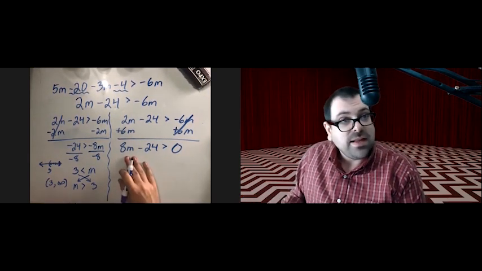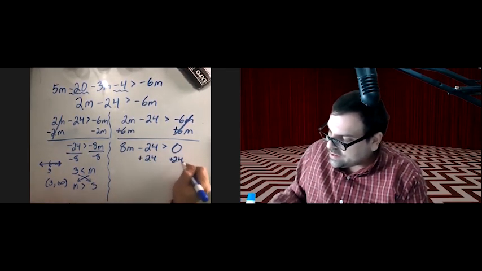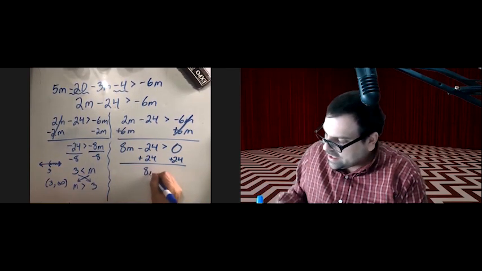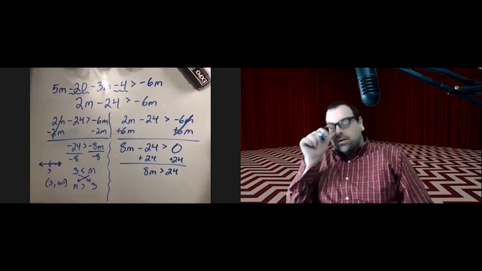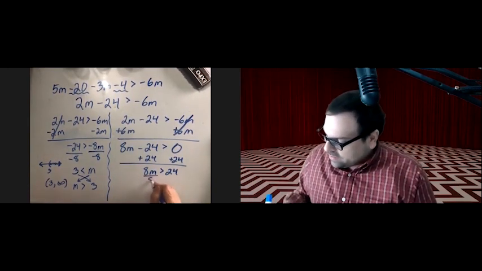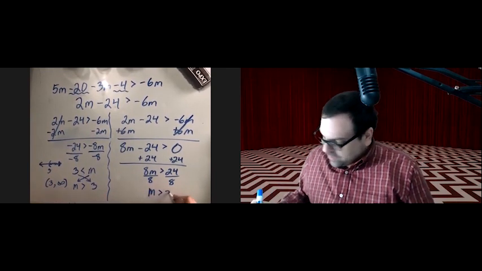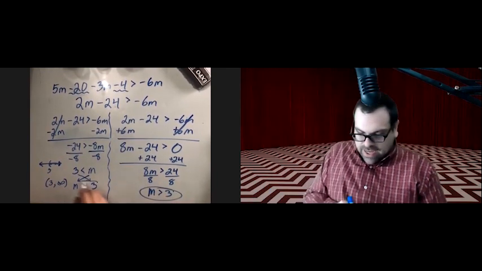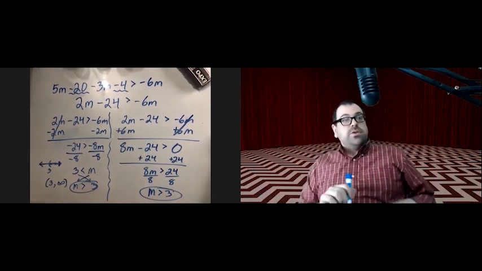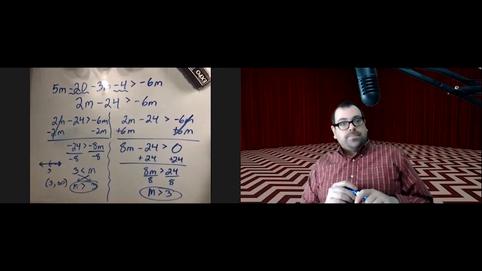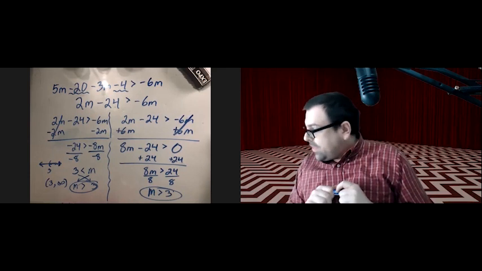Leaving the m's on the left, I would then go ahead and add 24 to both sides. And then look at that. 8m is greater than 24. No multiplying or dividing by a negative going on here. Just dividing by 8. M is greater than 3. Will you look at that? Same answer. So same graph, same interval notation. So either way, we get m is greater than 3 here.